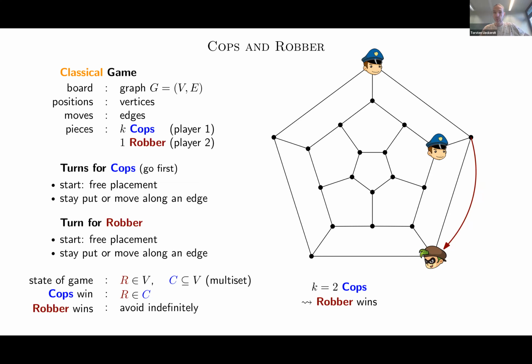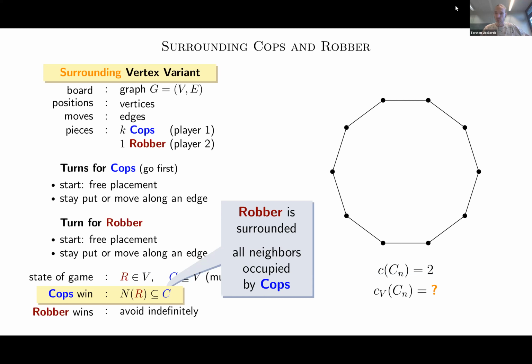And most of what I've said before is true. So this is a monotone parameter. There is this turning point where the number of cops is sufficient to surround the robber. This is denoted as the surrounding vertex variant of the graph, C sub V, V for vertex. So there is also a surrounding vertex cop number of the cycle, right? Now my question to you is, what do you think? What should this be?